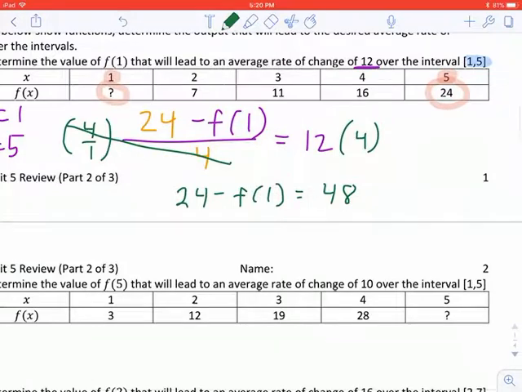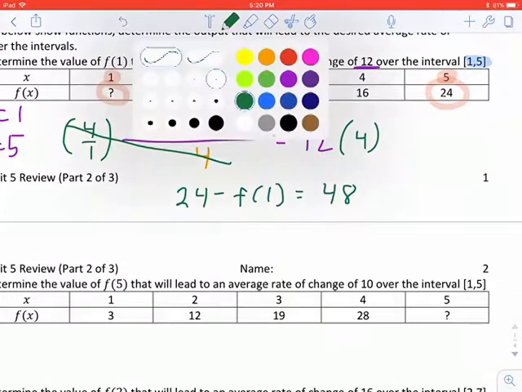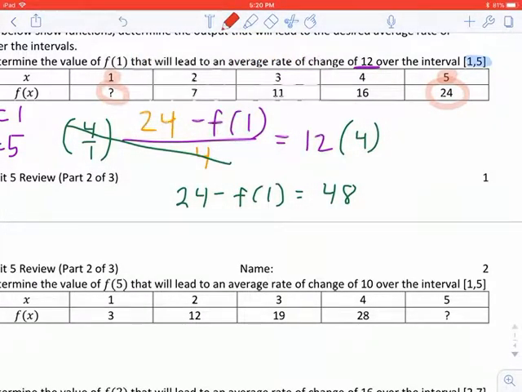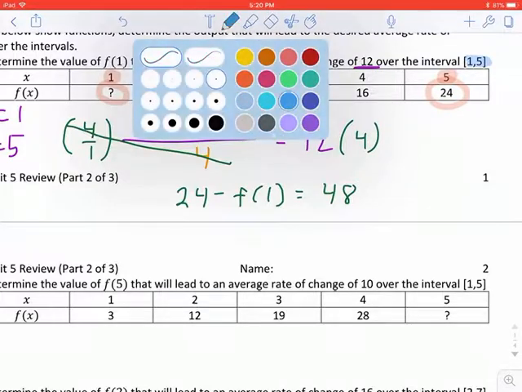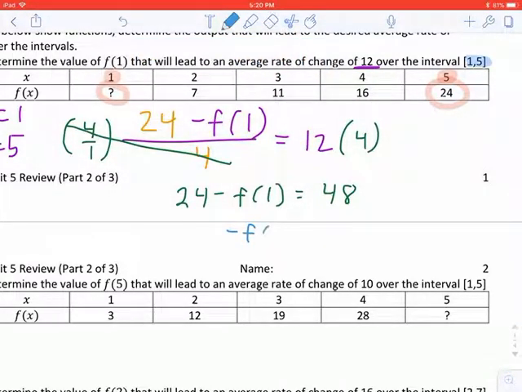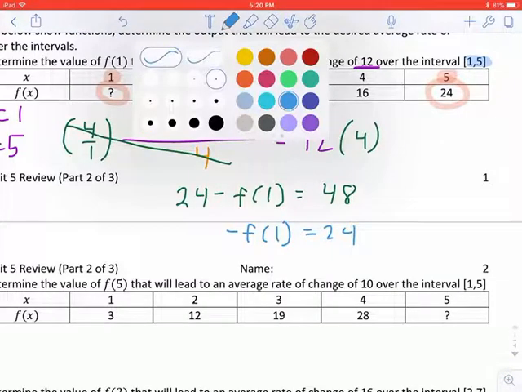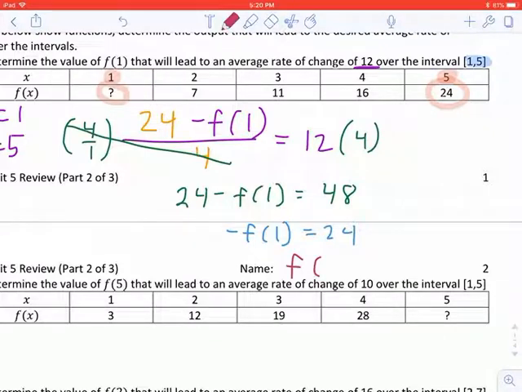Next thing I have to do is get my f of 1 by itself still. So I want to subtract 24 on each side. When I subtract 24 on each side, I will get a negative f of 1 equal to 24. And then you can choose whether to divide by negative 1 or multiply by negative 1. But when you do this, you get f of 1 is equal to negative 24. Okay?